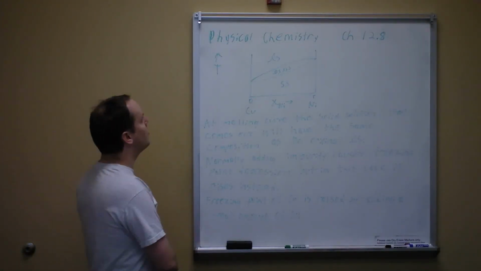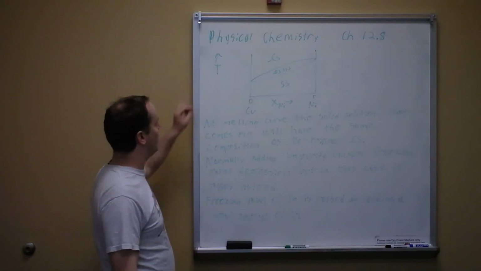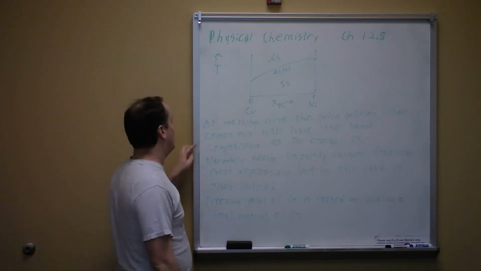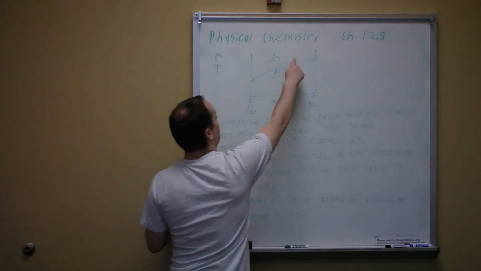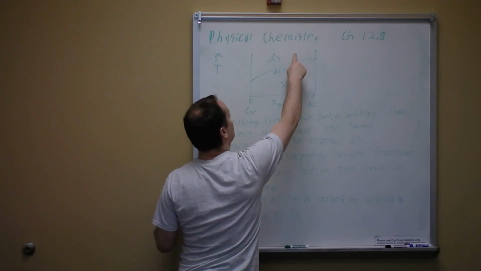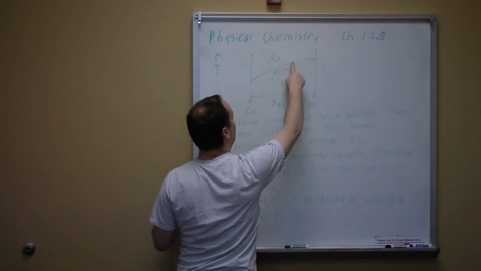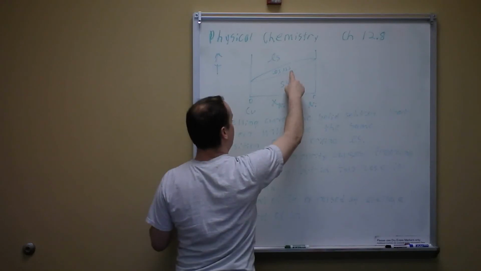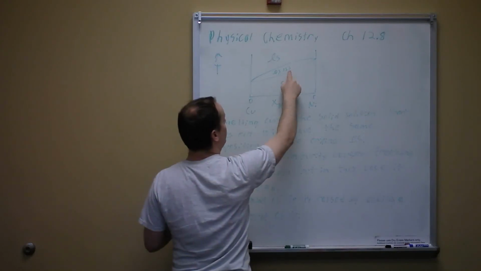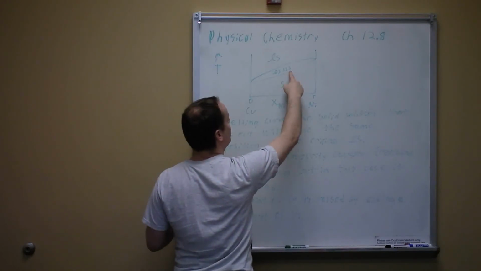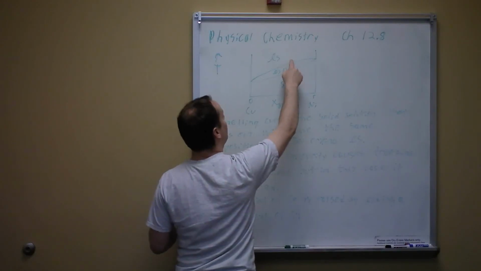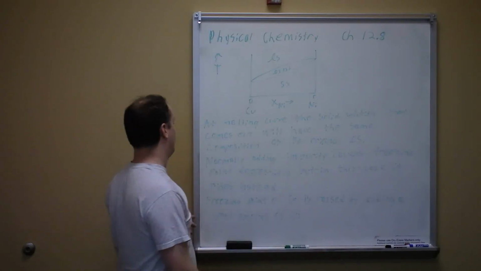Continuing on physical chemistry, chapter 12, section 8. Same diagram as the past few slides. So, let's see. If you start up here, you go down here, it starts to freeze out. When you get down here to your freezing curve, this solid solution is going to have the exact same composition that your original solution did.